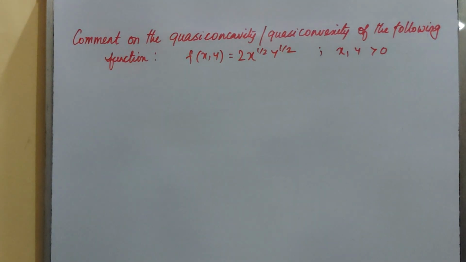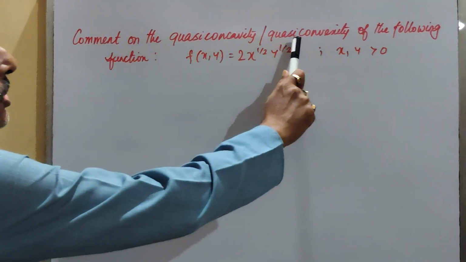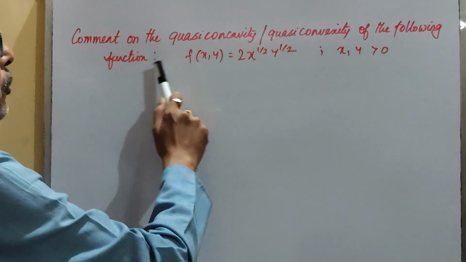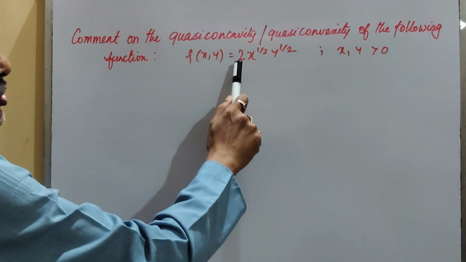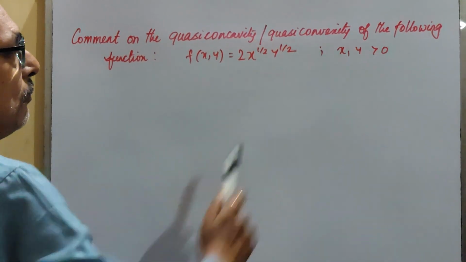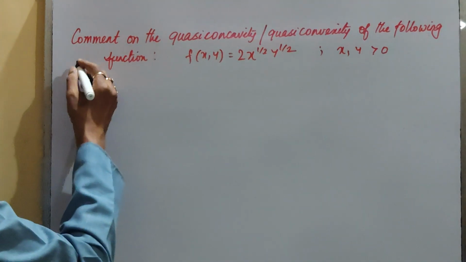Hello, this video is from Mathematics for Economics. The question is, comment on quasi-concavity or quasi-convexity of the following function. The function is f(x, y) = 2x^(1/2) y^(1/2), where x, y are positive. Now the condition for quasi-concavity.